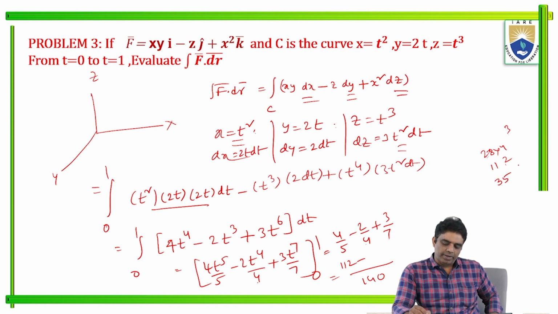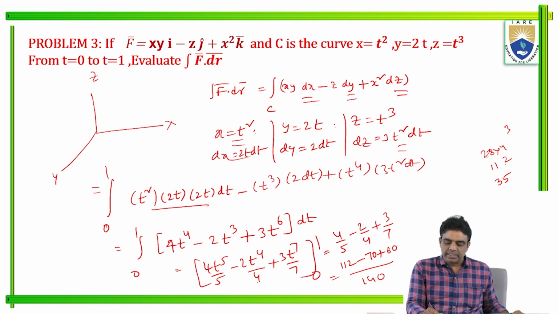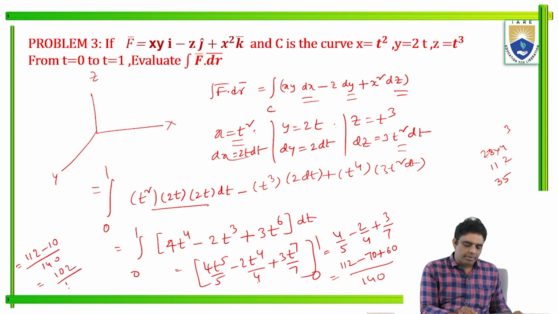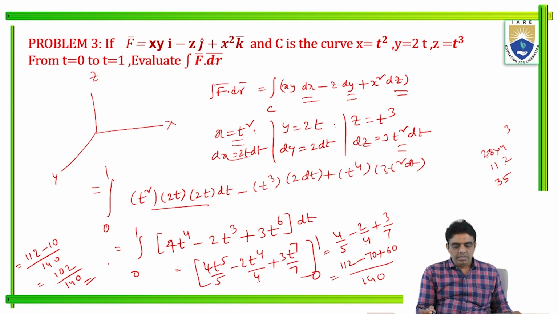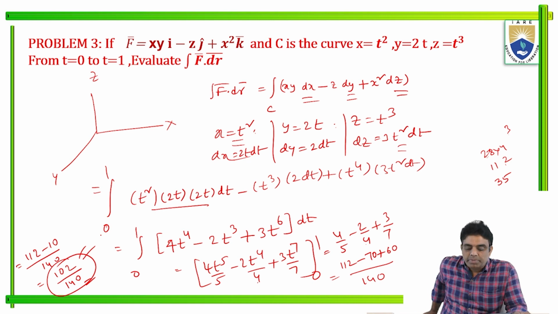Minus 4 into 4, 4 3s are 12, 4 5s, 4 35s are 140 and 35 2s are 70, second term. 7 20s to 23s are 60. So that is 112 minus 10 by 140. So what is the value? 102 by 140. So this is the required solution. You can cancel it also. So this will be the required solution of the given problem.